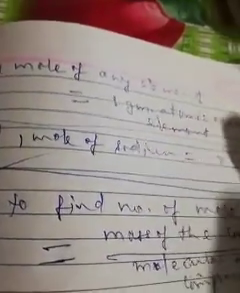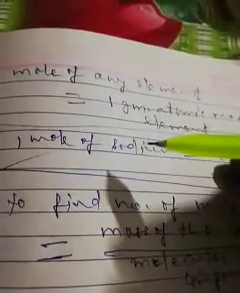But mole gives some other information also, like in mass. 1 mole of sodium is 1 gram atomic mass of sodium, that is 23 gram. That means the atomic mass of sodium expressed in gram is known as gram atomic mass. So 1 mole of sodium is also 1 gram atomic mass of sodium.